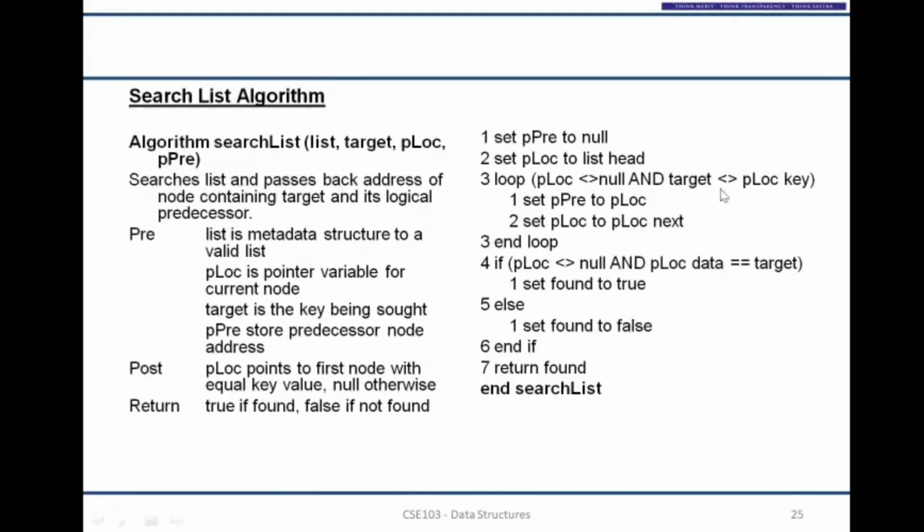After the loop terminates, what we are checking, see here: if p location is not equal to null, yes, p location is not equal to null, it is pointing to 2, and the p location data equal to target. If target data and location data are both equal, found equal to true. We are setting one variable called found and assigning true to found, else found equal to false. Return found. So at the end we are returning true or false. So this is the search list algorithm.